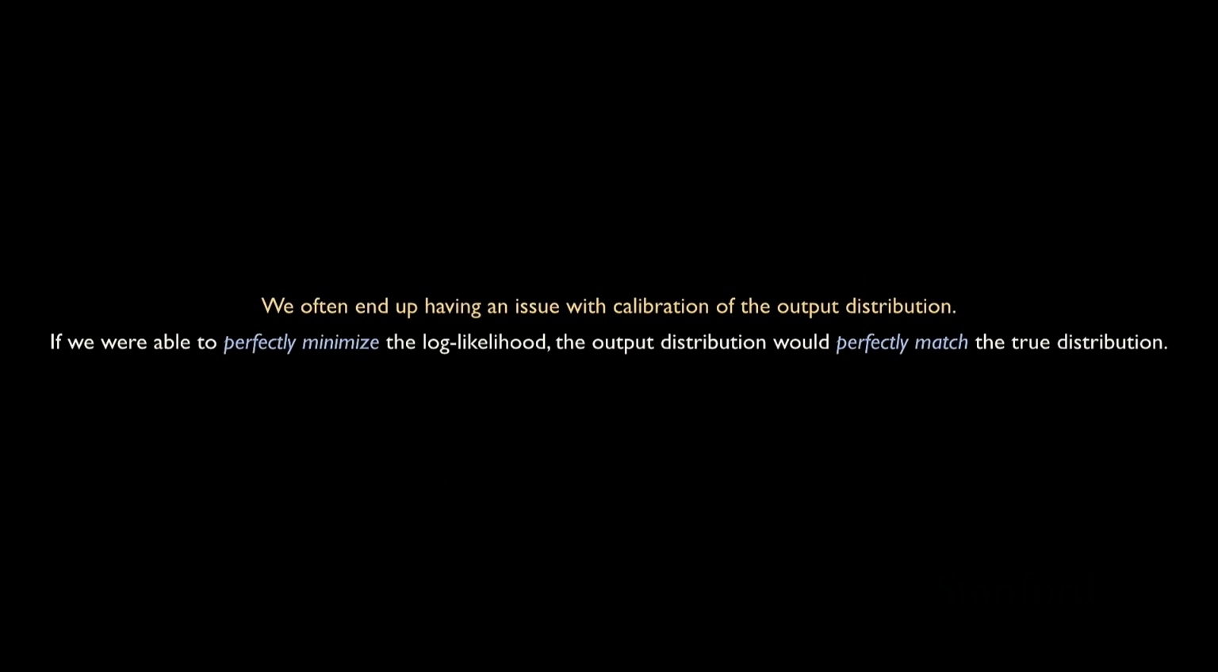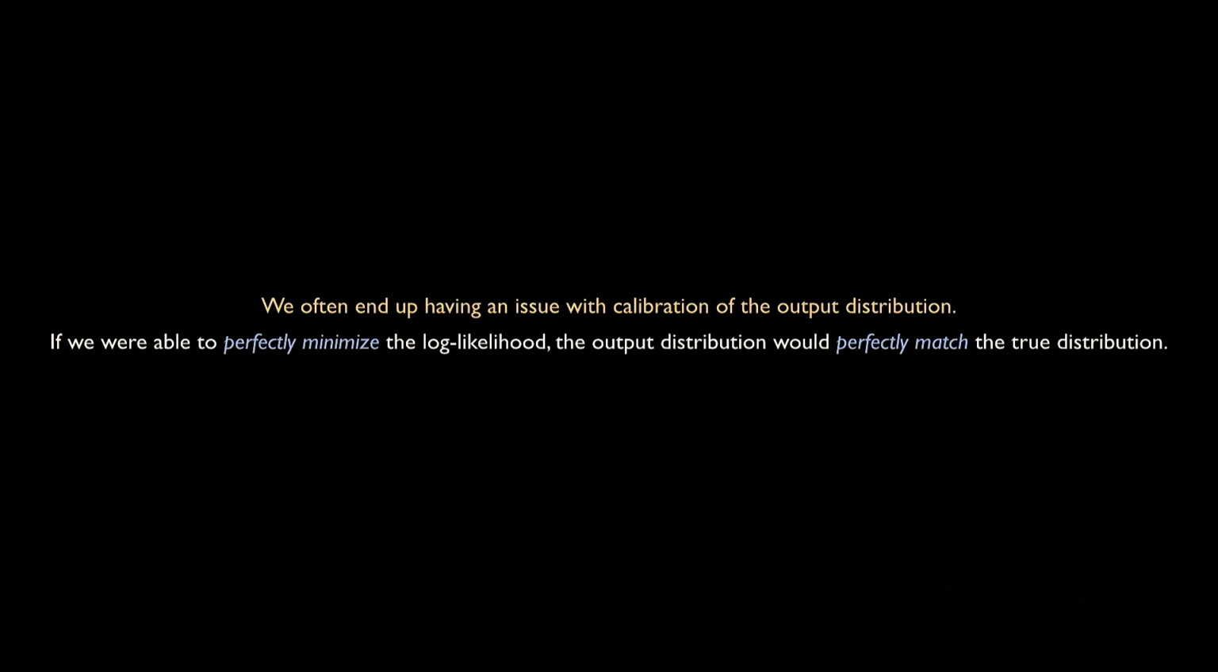And the reason for this is that it turns out that if we were able to perfectly minimize the log likelihood when we were training our model, so that means we had infinite data of the distribution we were trying to match, we had infinite model capacity, and we were able to get the global minimum of that model, then the output distribution would perfectly match the true distribution that we care about.